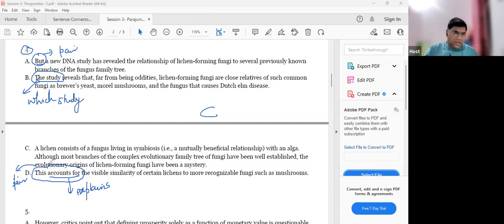So you would start with C. A lichen consists of a fungus living in symbiosis with an algae, जो भी है. Although most branches of the complex evolutionary family tree of fungi have been well established, the evolutionary origins of lichen-forming fungi have been a mystery. The evolutionary origins of fungi have been a mystery, correct? All of you agree?